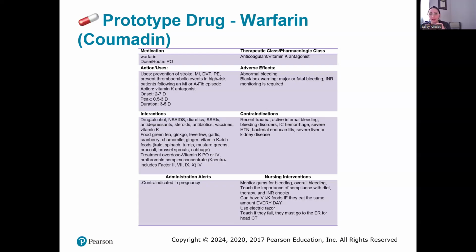Okay. Why do we not want to use these drugs or alcohol, NSAIDs, vitamin K? Because it's going to disrupt my bleeding. Okay? It can be either increased or decreased bleeding. Food we want to avoid: green tea, ginkgo, feverfew, garlic, cranberry, chamomile, ginger. Most importantly, vitamin K foods. If I increase the vitamin K available, the warfarin is not going to know what to do.